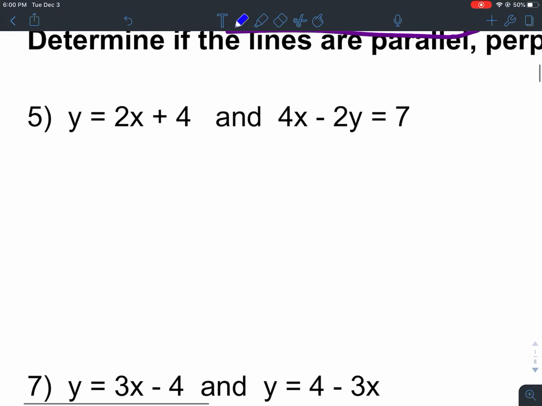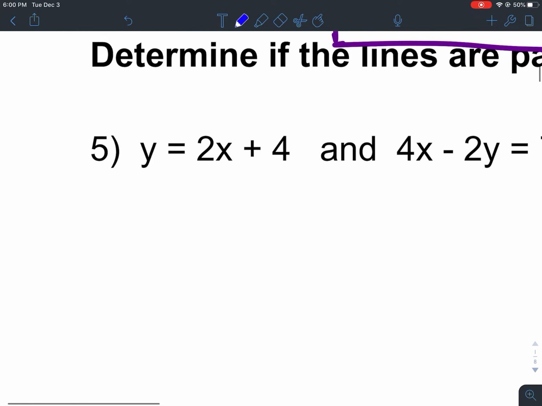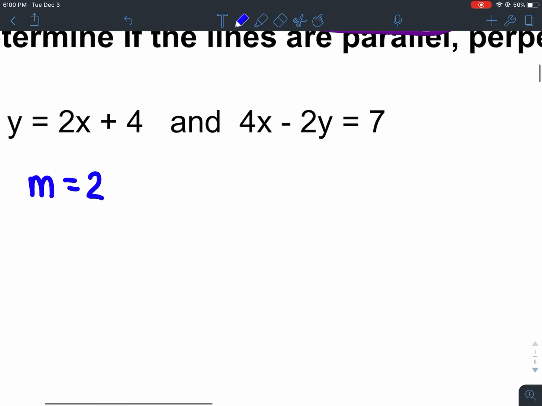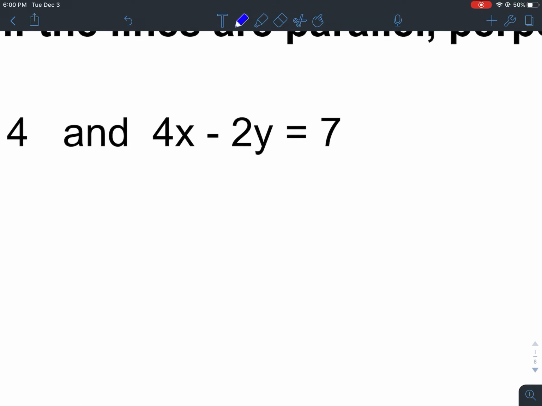If I look at that first equation, it's already in y equals mx plus b form. So that means I already know my slope. It's in slope-intercept form. My slope here is positive 2. Okay, well, I need to get the y by itself over here because I don't know the slope yet. This is not in slope-intercept form. This is in standard form. I need to get y by itself.